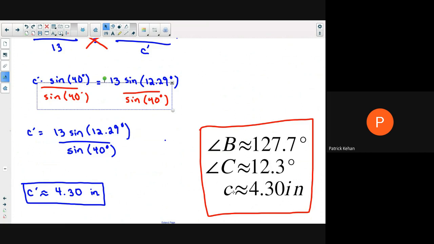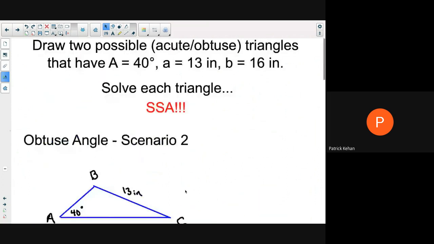Don't forget to include your units of measure, because now you're finding angles and side lengths with different units. So this would be the ambiguous case, where you were given a side-side-angle scenario where there were two possible triangles, and we had to identify all angles and side lengths for both of those triangles.